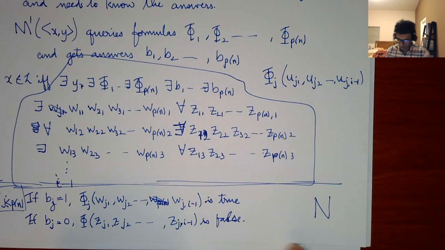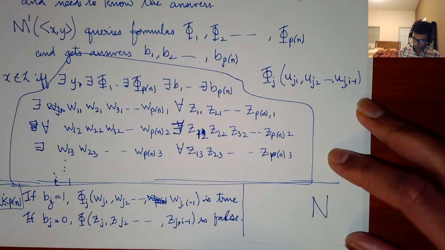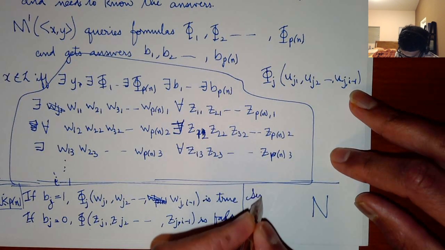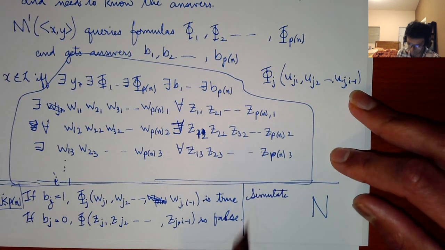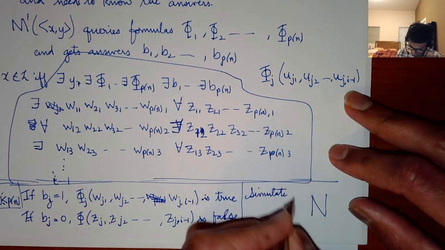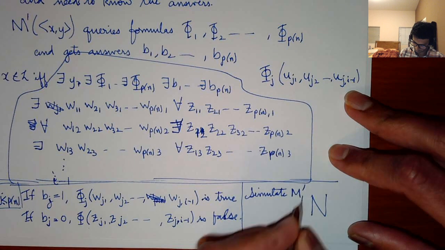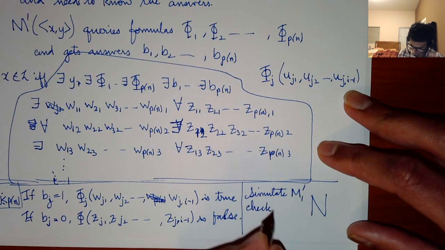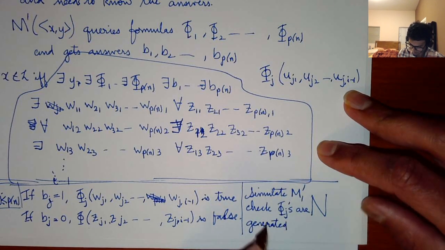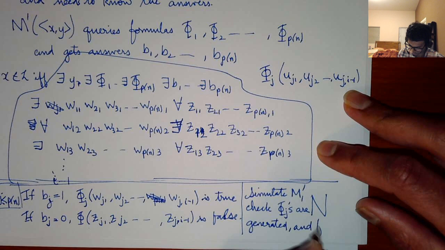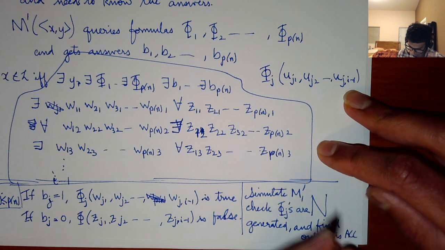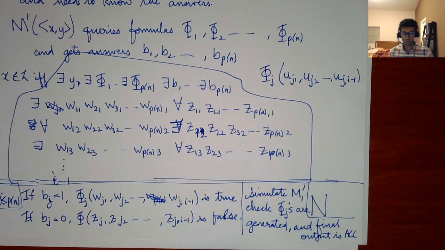Once I've checked these, then I simulate M prime, check the phi j's are generated, and the final output is accept, right? And this gives me the machine n.